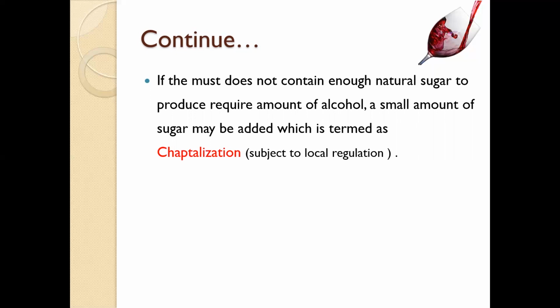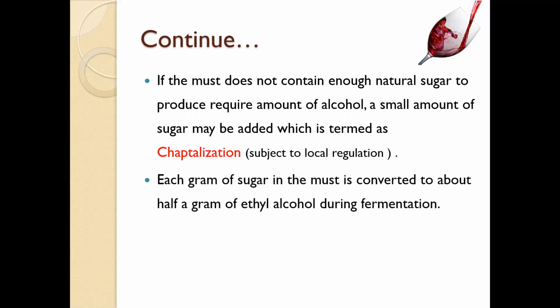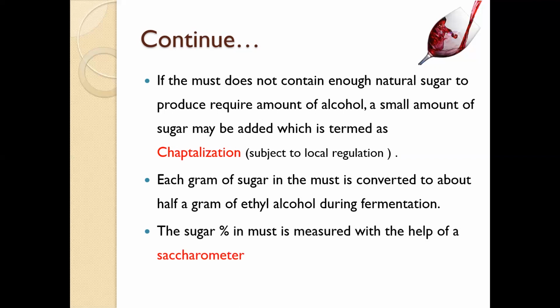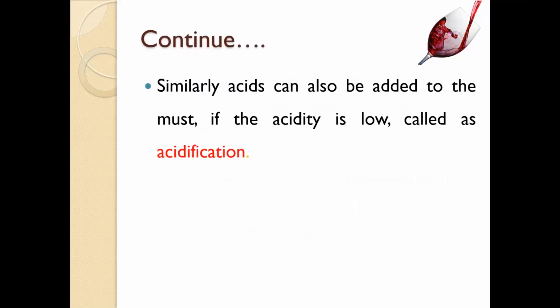Each gram of sugar in the must is converted to about half a gram of ethyl alcohol during fermentation, which means if there is 14% alcohol in a particular wine, the free run had 28% sugar in it, which is just double the ethyl alcohol generated. The sugar percentage in must is measured with the help of a saccharometer, which is used for measuring the sugar level in a particular free run. Similarly, acids can also be added to the must if the acidity is low, which is called acidification.